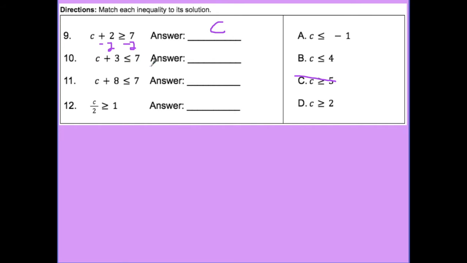x plus 3 is less than or equal to 7. If I do minus 3 on both sides, I get 4. So this is choice B. Next one, if I do minus 8 on both sides, I get A. And last one, if I do times 2, I get choice D.